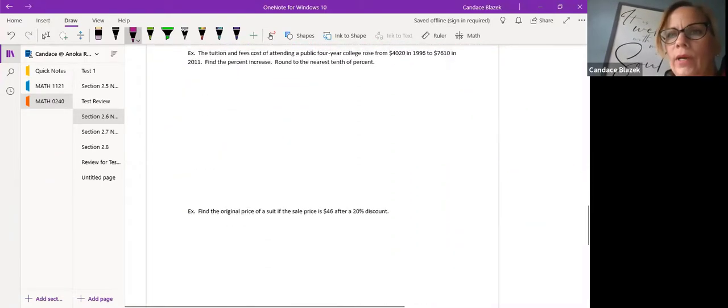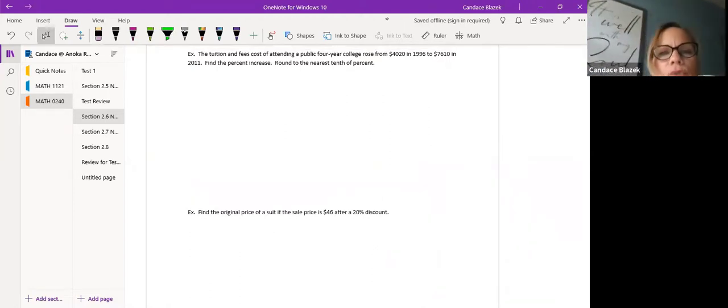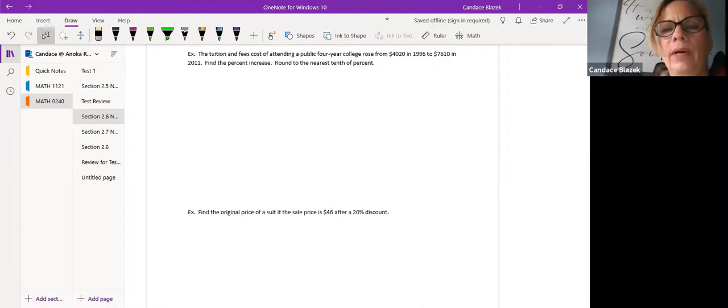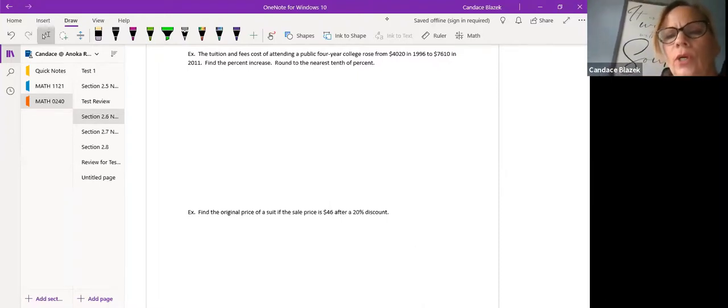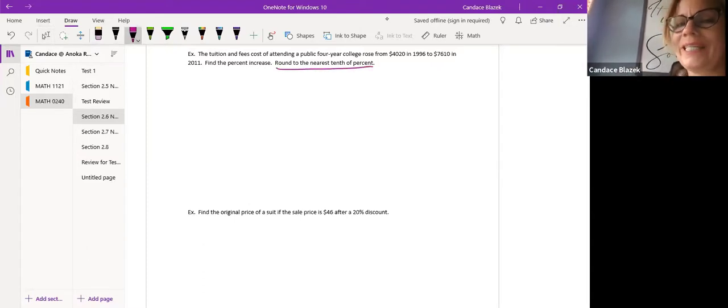We have 2 more examples. The tuition and fees cost of attending a public 4-year college rose from $4,020 in 1996 to $7,610 in 2011. That's over 15 years. Find the increase. I'm sorry, find the percent increase. Now, one thing it says is to round to the nearest 1/10 of a percent. So that's one place to the right of the decimal.